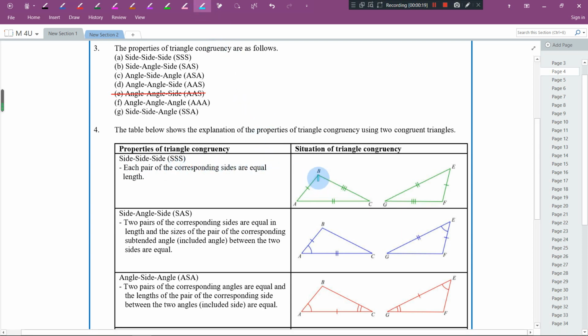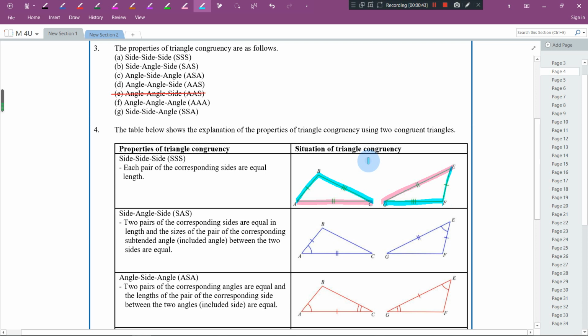So in this case, AB and EF, they are corresponding sides, they have the same length. AC and EG, corresponding sides, and they have the same length. And the last one, BC and FG, they are corresponding sides, and they have the same length.